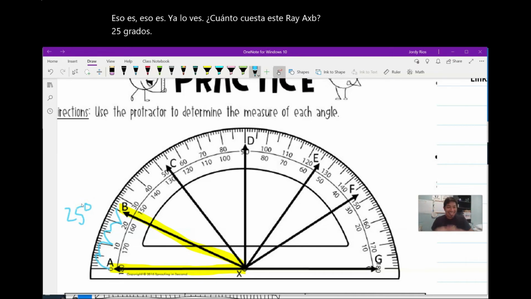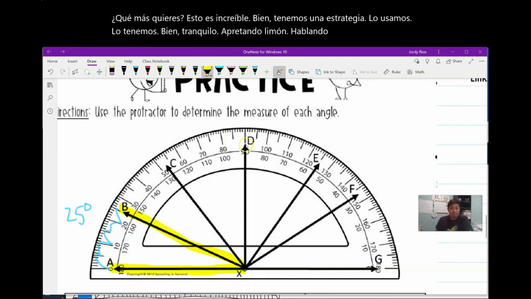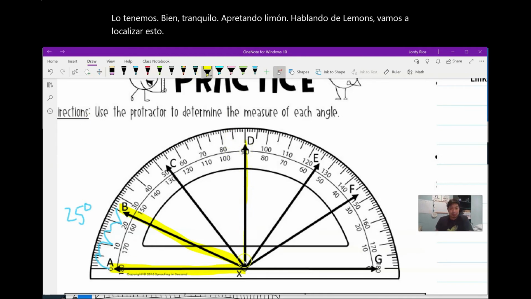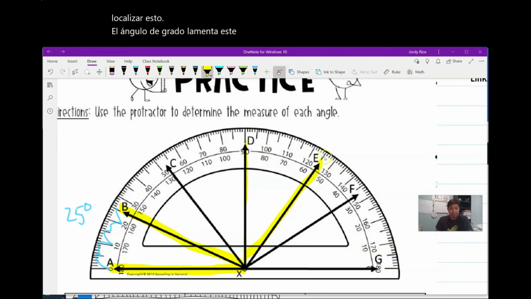What more do you want? This is awesome. We got a strategy, we used it, we got it. Easy peasy, lemon squeezy. Speaking of lemons, let's go ahead and locate this angle right here, DXE.